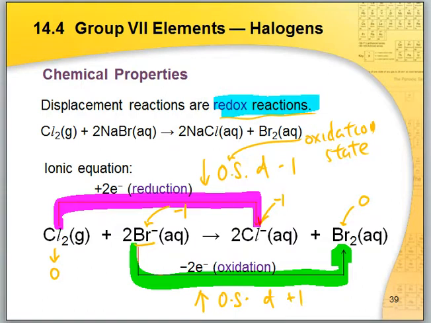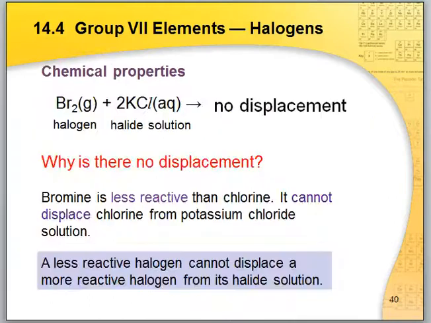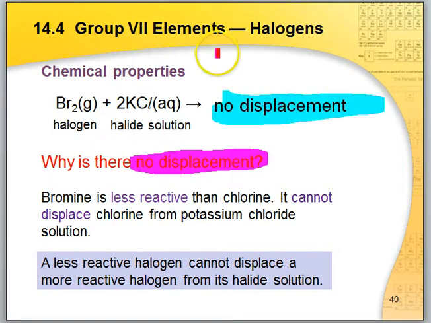Now, this is quite a big chunk to digest. We're nearing the end of our halogens, so just stick to it. Now let's look at the next reaction here. We've got our halogen here and a halide solution, and it says here no displacement. Why is there no displacement? It's because we know that bromine is less reactive than chlorine. It cannot, I say again, it cannot displace chlorine.